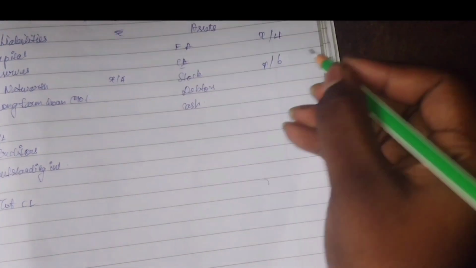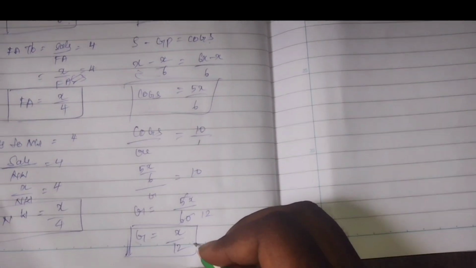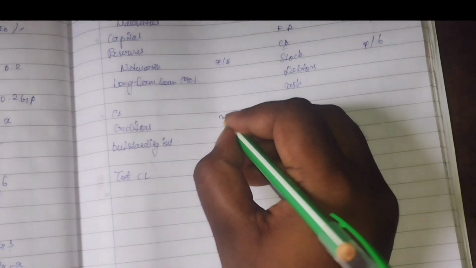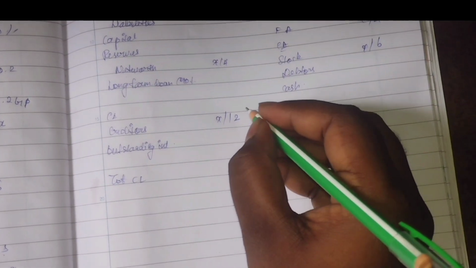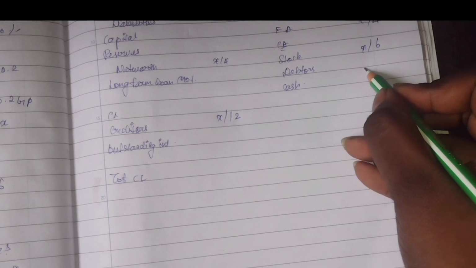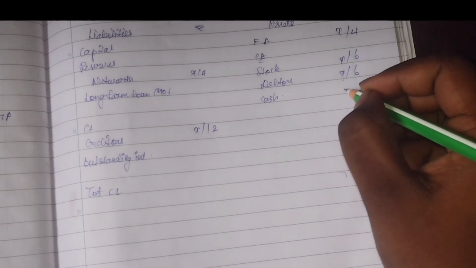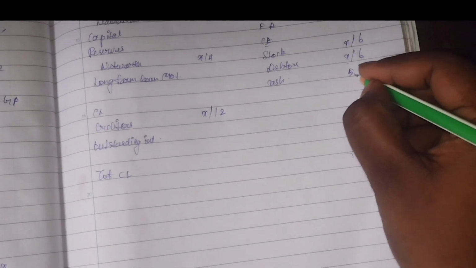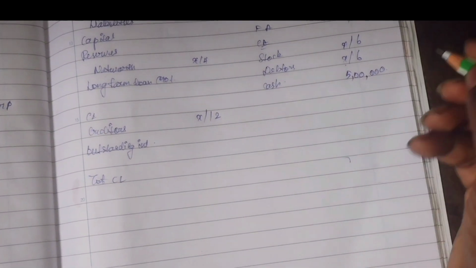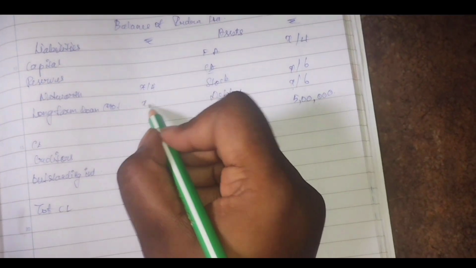And stock x by 6, creditors x by 12, sorry, x by 12. And then we have debtors x by 6, and cash they have given in the question, which is 5 lakh. Debt equal to equity we just found out here. So here equity is x by 4, so debt will be x by 4.